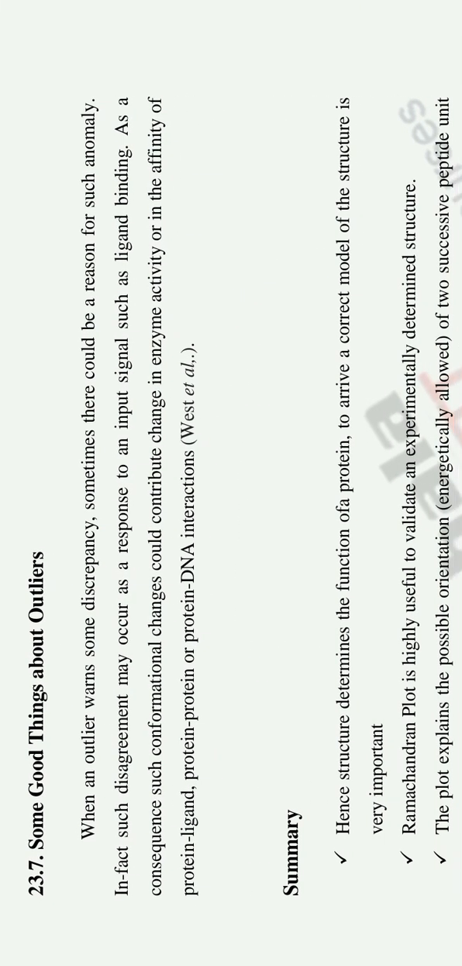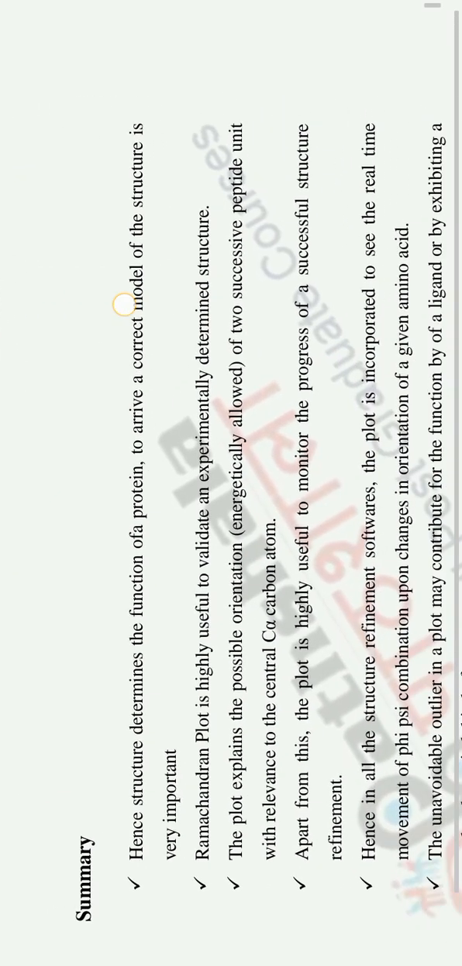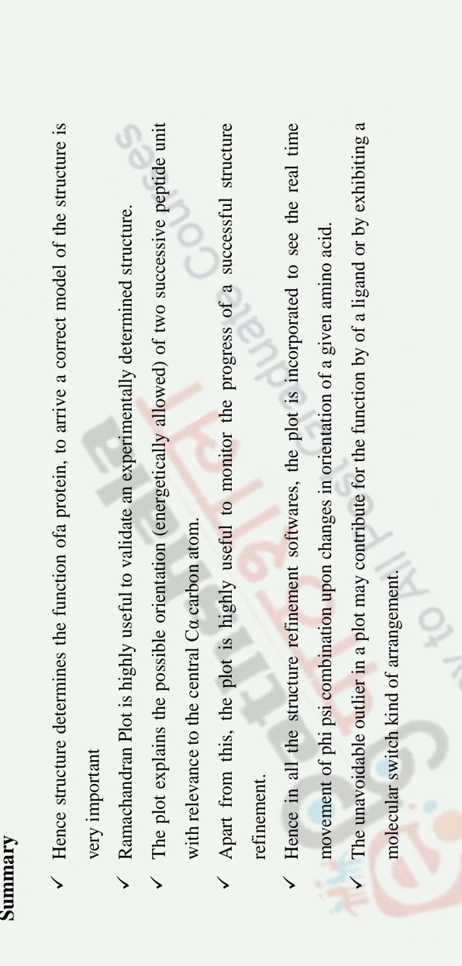Some good things about outliers. When an outlier shows some discrepancy, sometimes there could be a reason for such an anomaly. In fact, such disagreement may occur as a response to an input signal such as ligand binding. As a consequence, such a conformational change could contribute to changes in enzyme activity or in the affinity of protein-ligand, protein-protein or protein-DNA interactions. Hence, structure determines the function of a protein. To arrive at a correct model of the structure is very important.